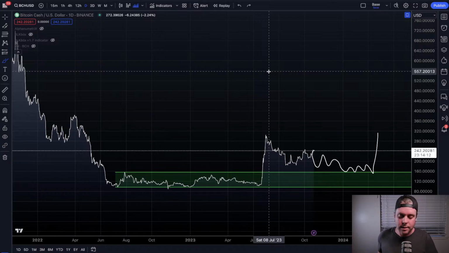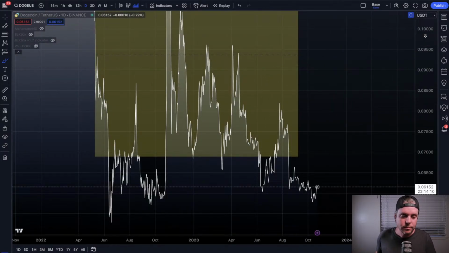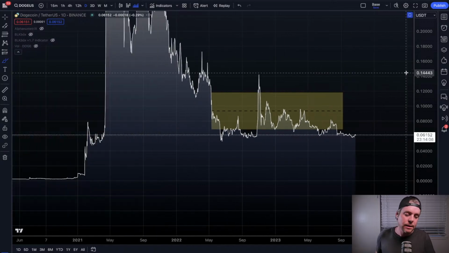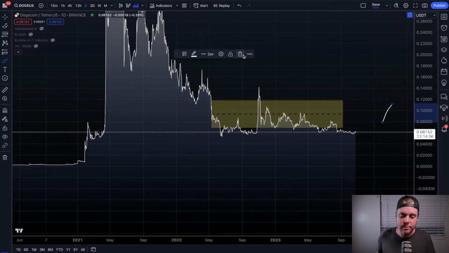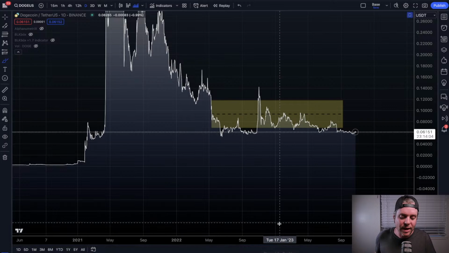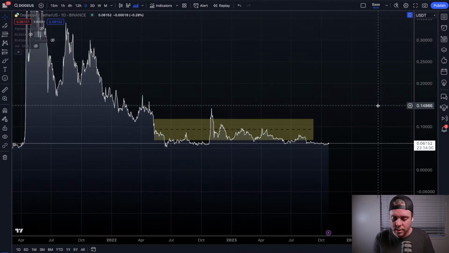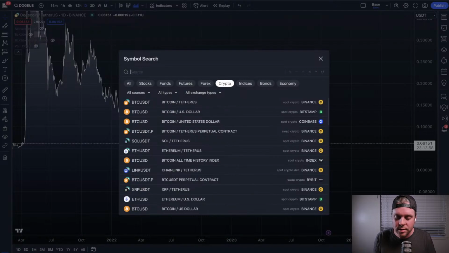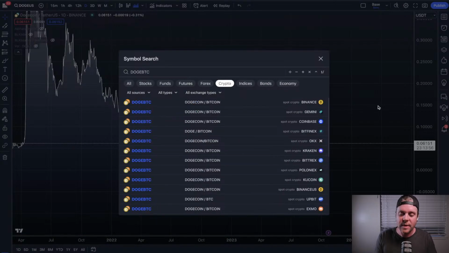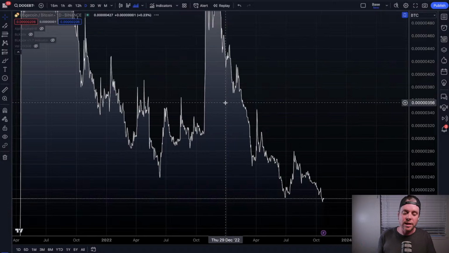All right. Next asset, Dogecoin. Kind of the same story. I don't want to dwell too much on Dogecoin. You know what? Let's do Doge BTC. I think that's the better chart to look at for those who are looking to buy Doge.